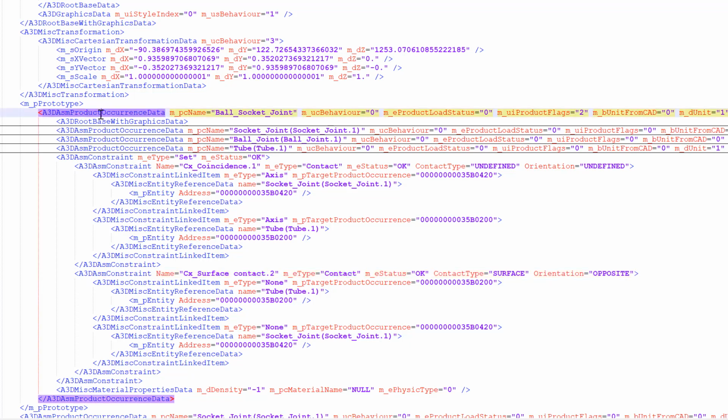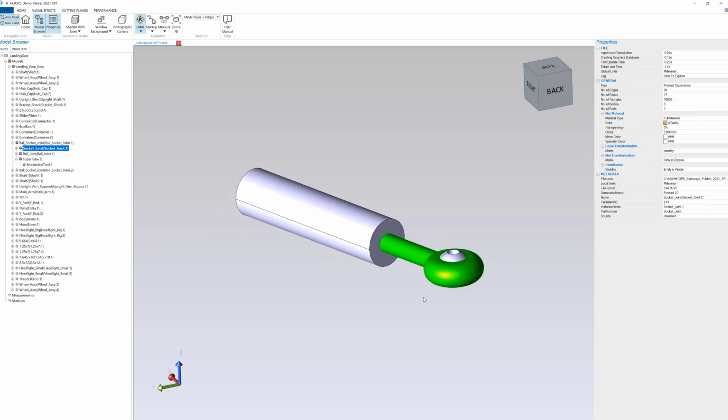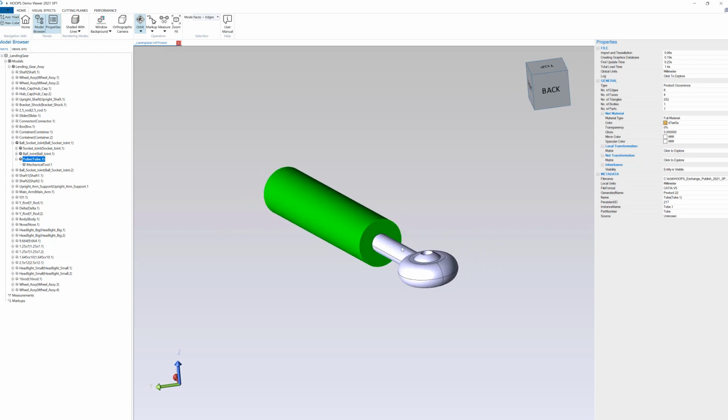And you notice again we have this subassembly, the ball socket joint, and its three parts: the socket joint, the ball joint, and the tube. But then also we have a set of constraints within the subassembly: a coincidence constraint along the axis of the socket joint and the tube, as well as a surface contact constraint between those two parts as well. And that would make sense because between the socket joint and the tube, those axes would be coincident to one another, and the surfaces would be in contact or near contact with one another.